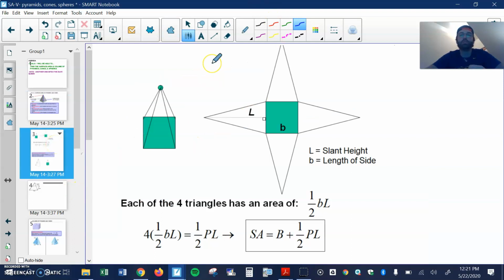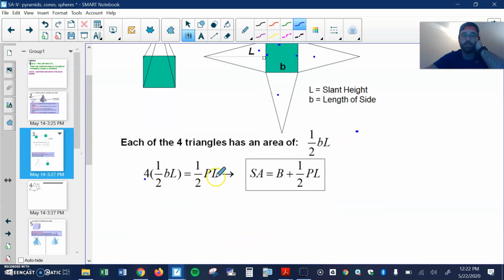So if I were to unpack a pyramid, it would look something like this if I had a square base. L would be the slant height and B would be the length of a side. In each of the four triangles, the area is 1/2 B times L. Well, how does that make sense? It's basically 1/2 base times height to find the area of each of these four. If I do four of those bases, four of these B's is just the perimeter of my base. So that's what our P stands for still.